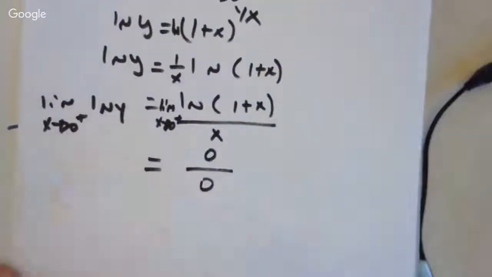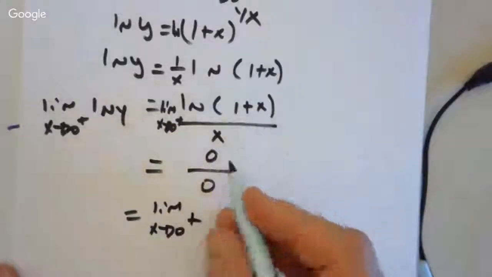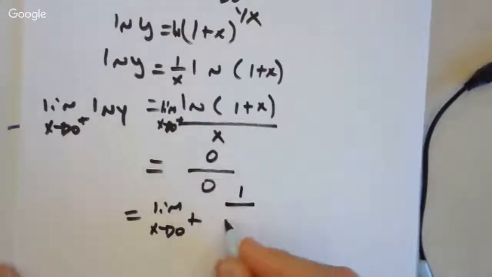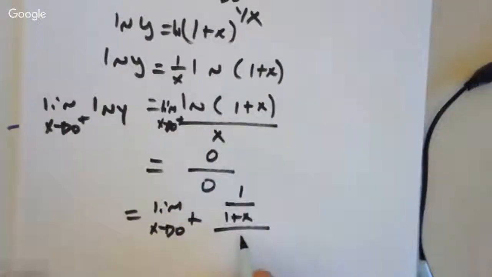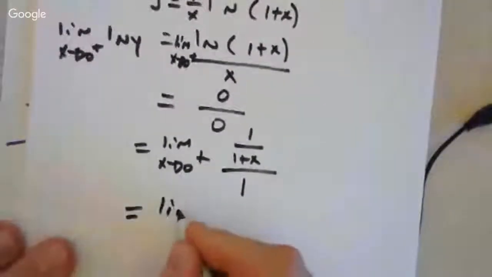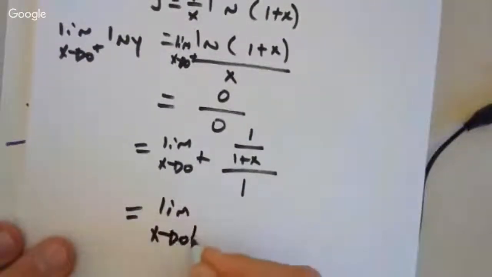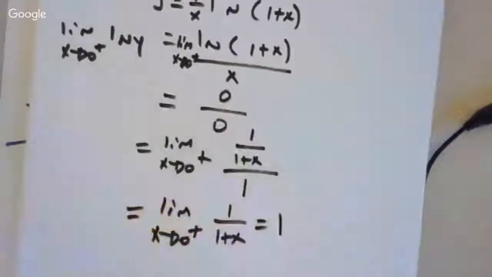So we can take the derivative of the top over the derivative of the bottom. So the limit as x approaches 0 from the right, what's the derivative of the natural log? 1 over what's in there? Yep, so 1 over 1 plus x. The derivative of x is 1. So now this is just the limit as x approaches 0 from the right of 1 over (1 plus x), which is going to get really close to what? 1, right.